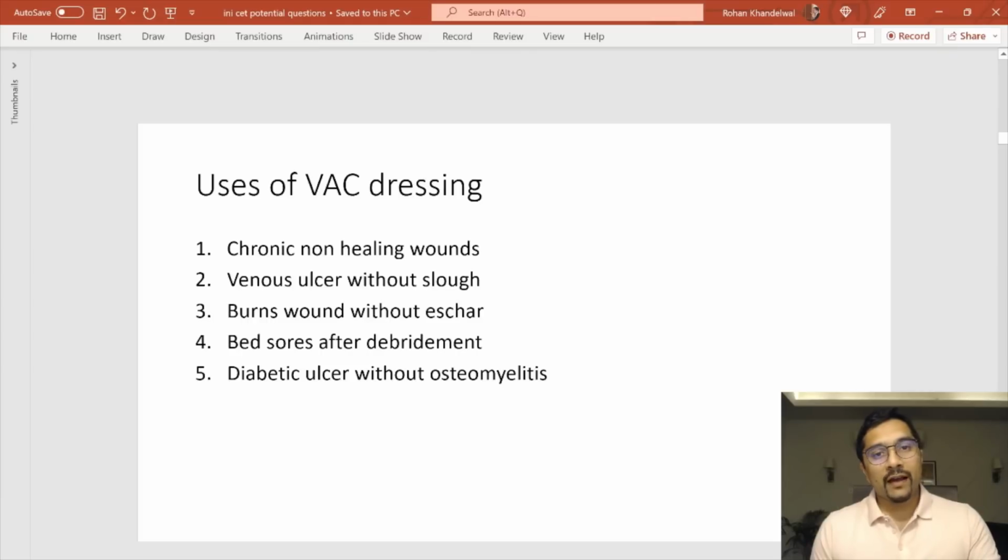These are the uses of vac dressing which have been asked in various exams. They are used for chronic non-healing wounds, venous ulcers without slough, burns without eschars, bed sores after debridement, and diabetic foot ulcers without osteomyelitis.